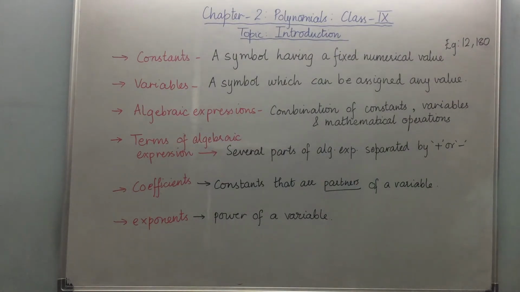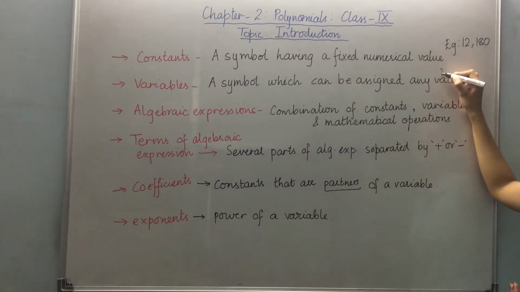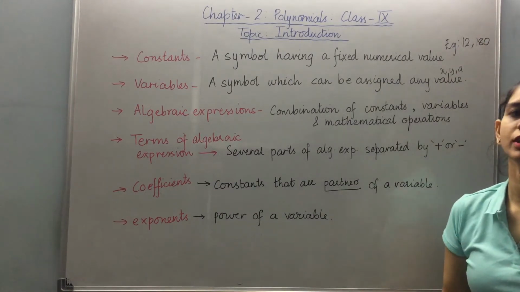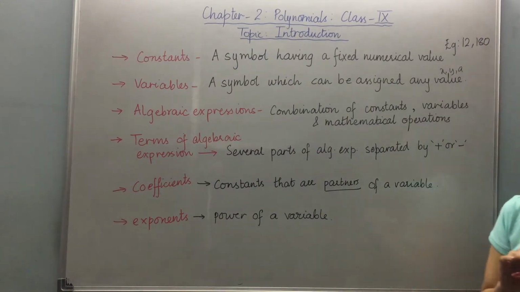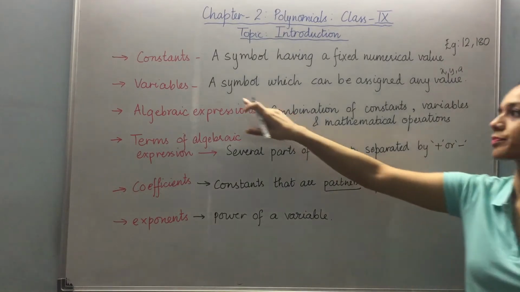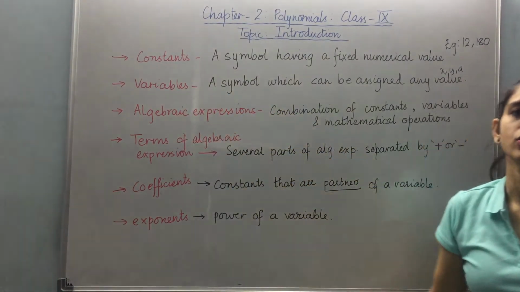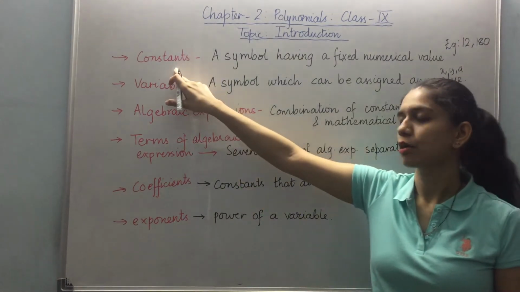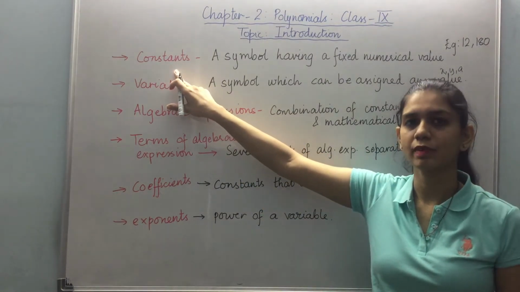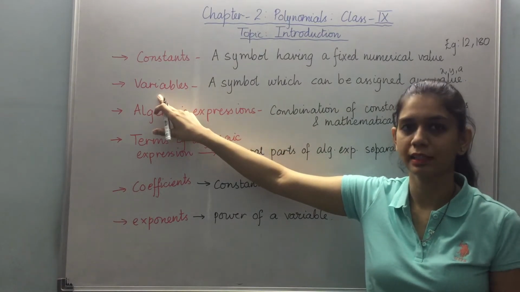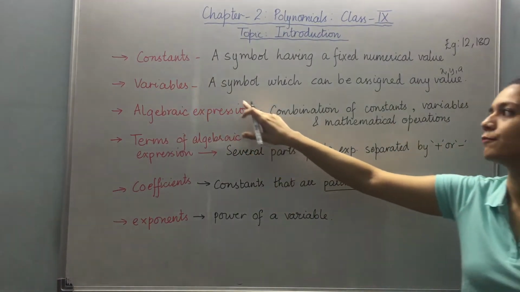Variable is a symbol which can be assigned any value, means there is no fixed value. So all the alphabets like X, Y, Z, A. For me, X can be 20, for you same X can be 30. So there is no fixed value. All such symbols are called as variables. So we can remember that all the counting numbers which have the fixed value are constant and all the alphabets which do not have any numerical value are called as variables.